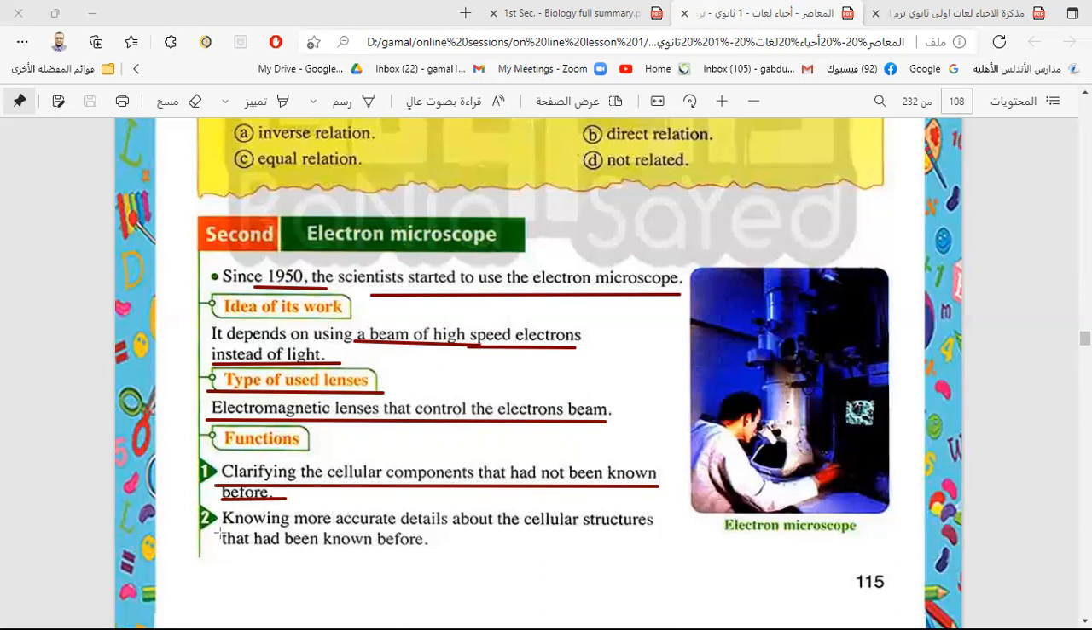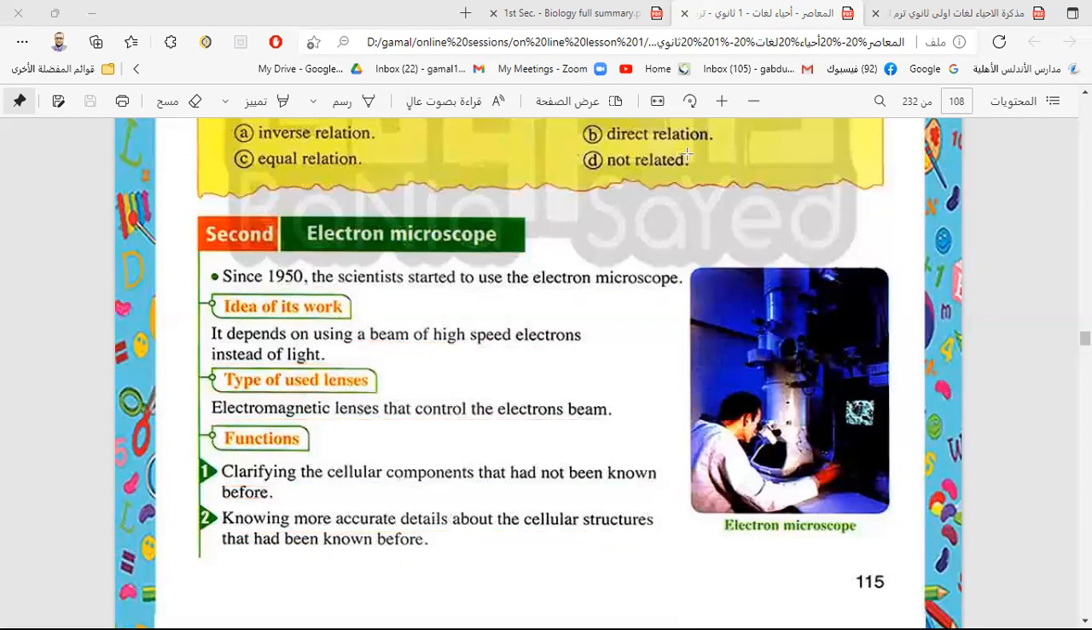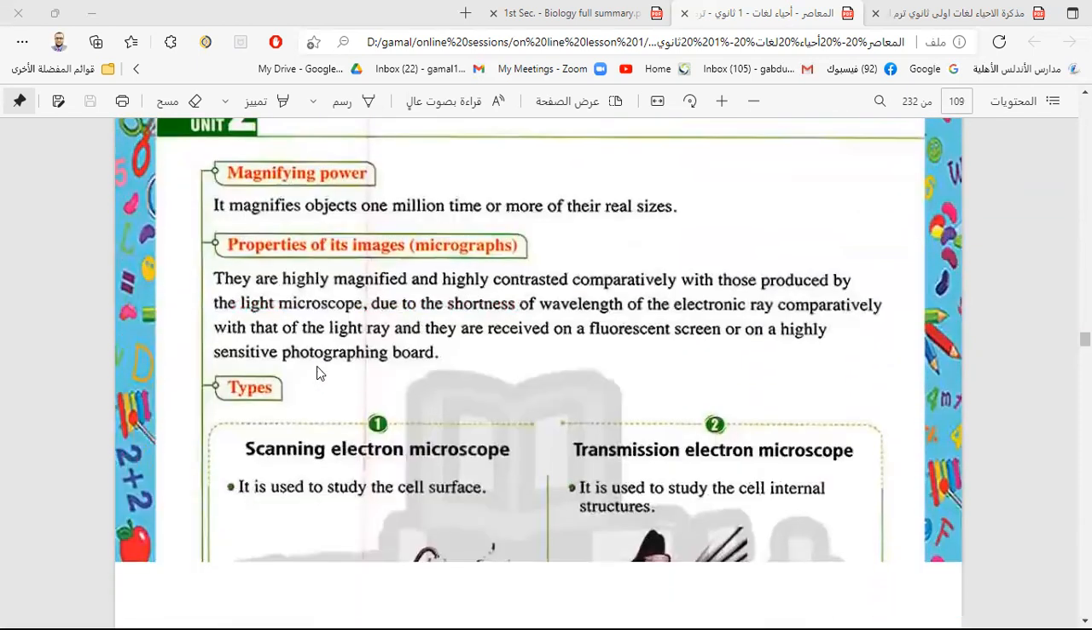I can see the very small organelles inside the cell نفسها. ده انا اقدر ادخل جوه السيل نفسها واشوف ايه اللي جوه السيل. Knowing more accurate details about the cellular structure that had been unknown before. حاجات احنا بنشوفها لاول مره بالالكترونيك مايكروسكوب. طب الالكترونيك مايكروسكوب ده نوع واحد ولا اكتر من نوع؟ في اكتر من نوع.